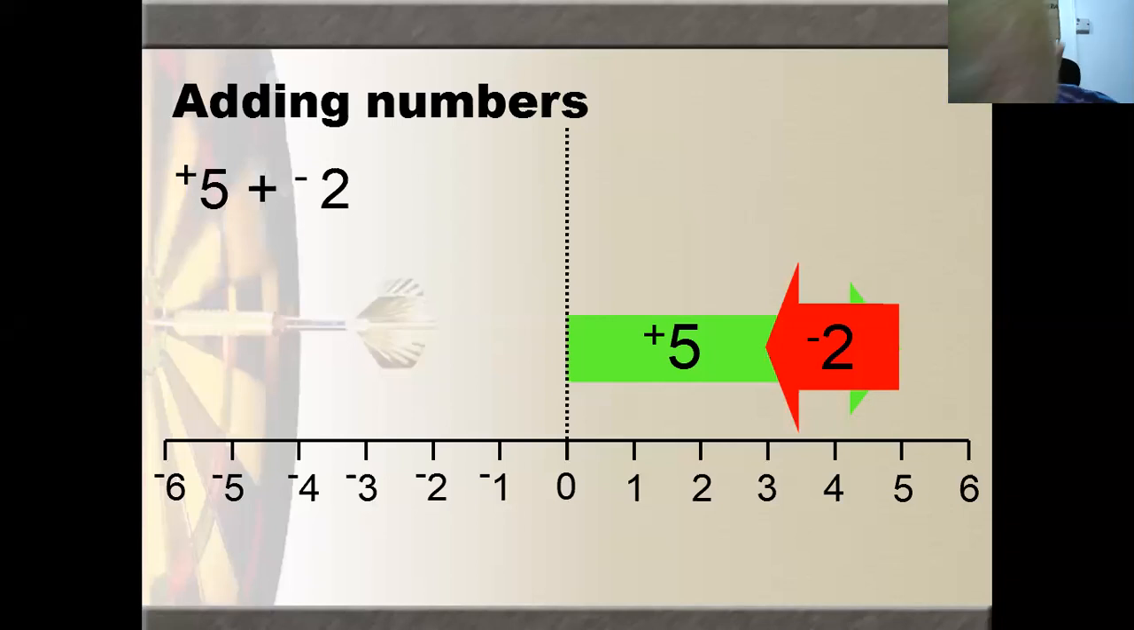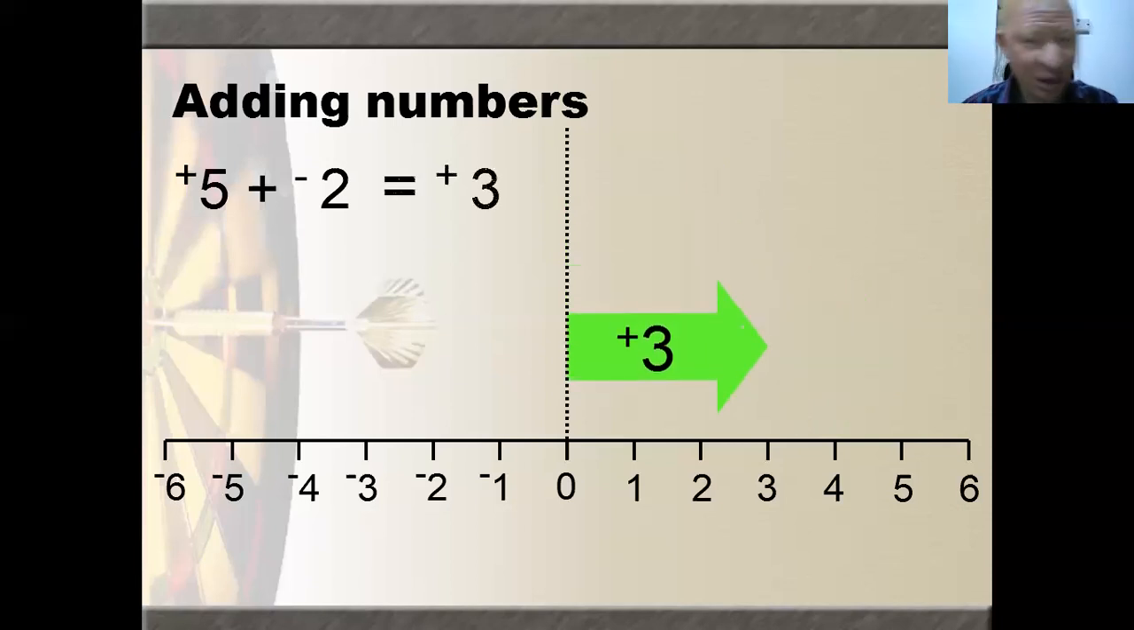All right, don't write yet. I will tell you when to write. So your answer at the end of the day gives you +3. Look at what I will have as my answer now. So +5 added to -2 will give me +3.